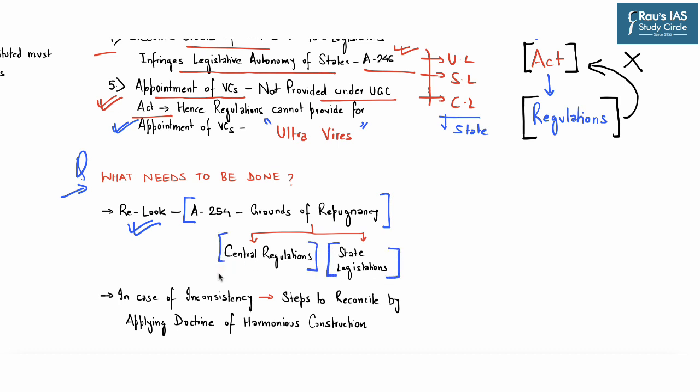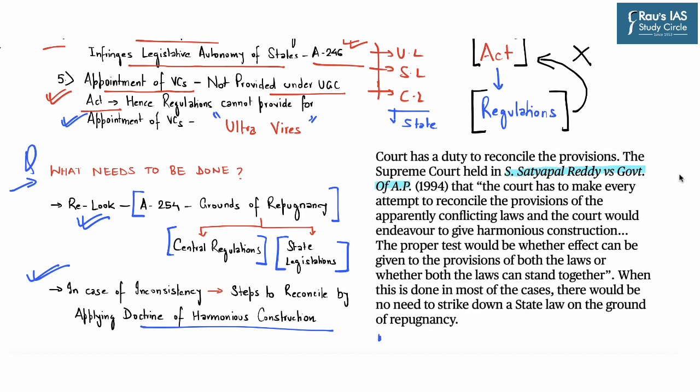And even if there is any inconsistency or repugnancy between the central law or the state law, the Supreme Court should try to reconcile those laws and try to remove such inconsistency by applying the doctrine of harmonious construction. As the Supreme Court in S. Satyapal Reddy versus Government of Andhra Pradesh in 1994 held, every effort should be made to reconcile the conflicting provisions of the law, and the doctrine of harmonious construction must be applied whenever needed. So it says that a proper test would be whether effect can be given to provisions of both the laws, or whether both the laws can stand together.